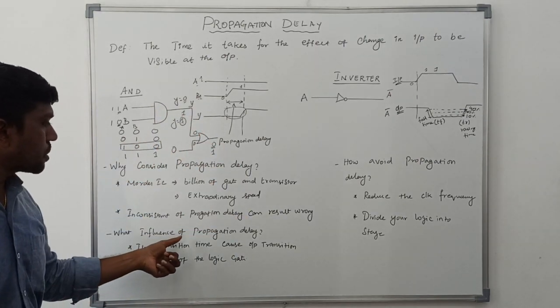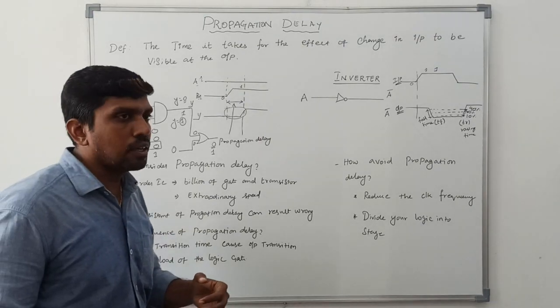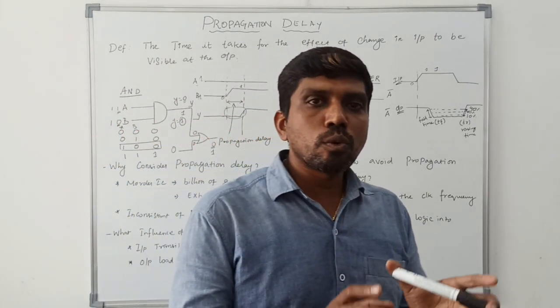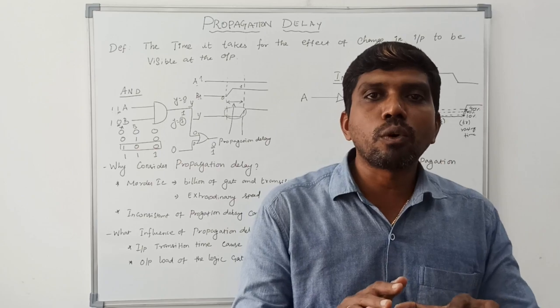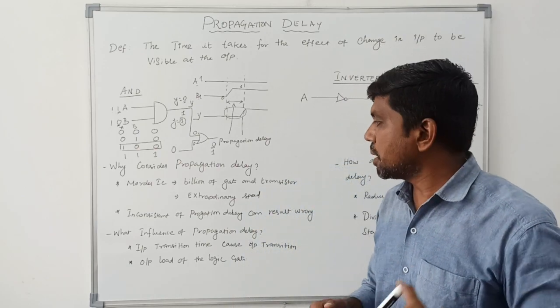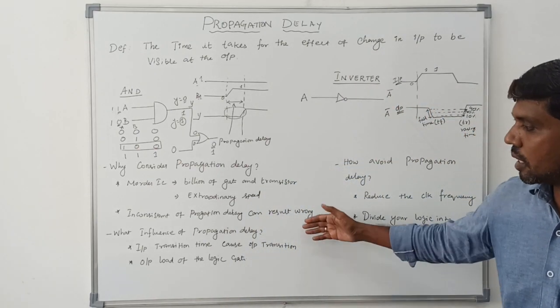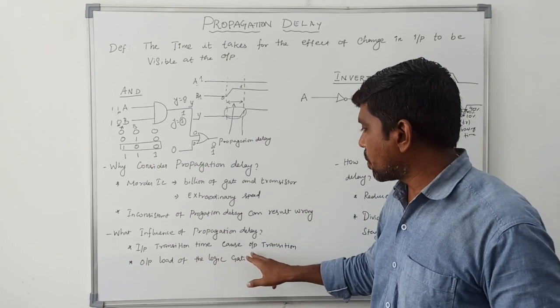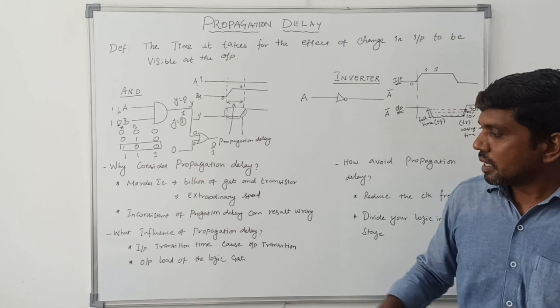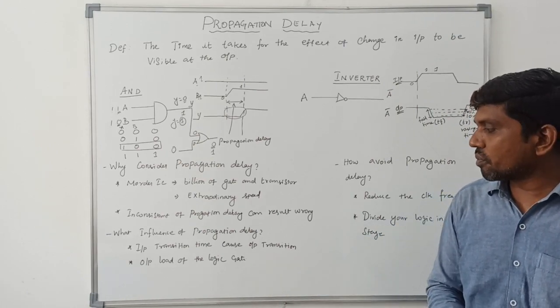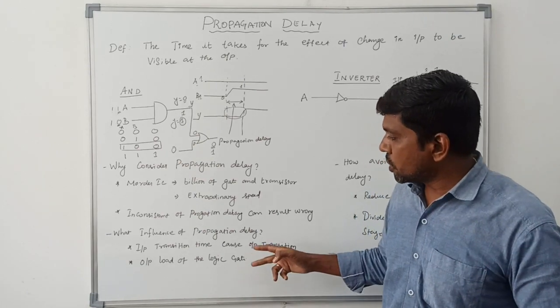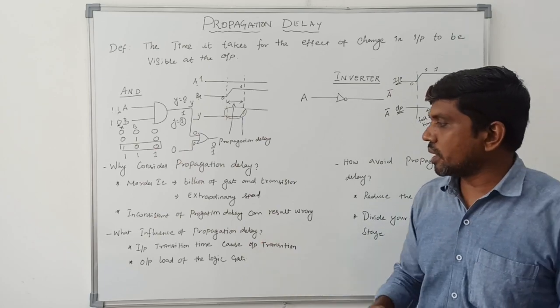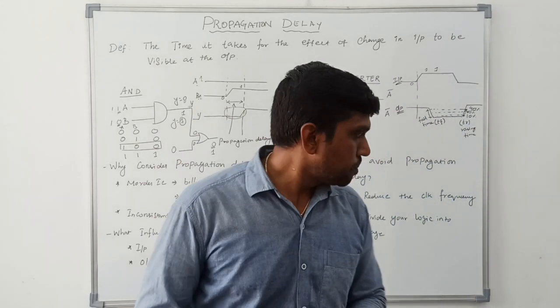Then what influences the propagation delay? In logic gates the propagation delay time is not constant, it may vary. It is determined by two parameters. The first is the input transition time, which causes the output transition. The second is the output load of the logic gate. Using these two parameters we can find the propagation delay.